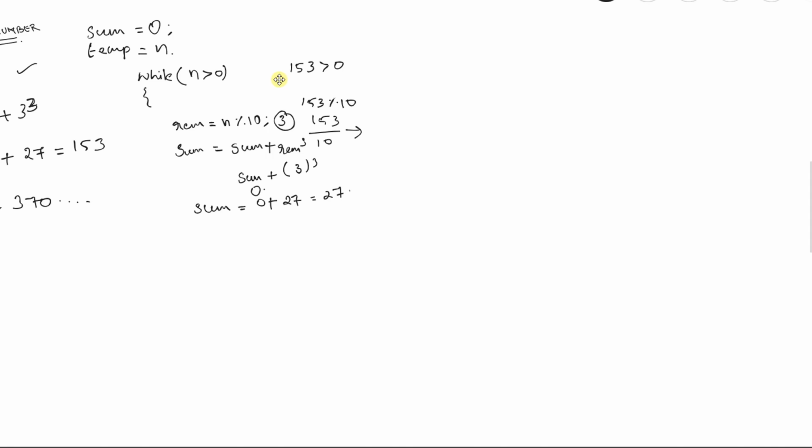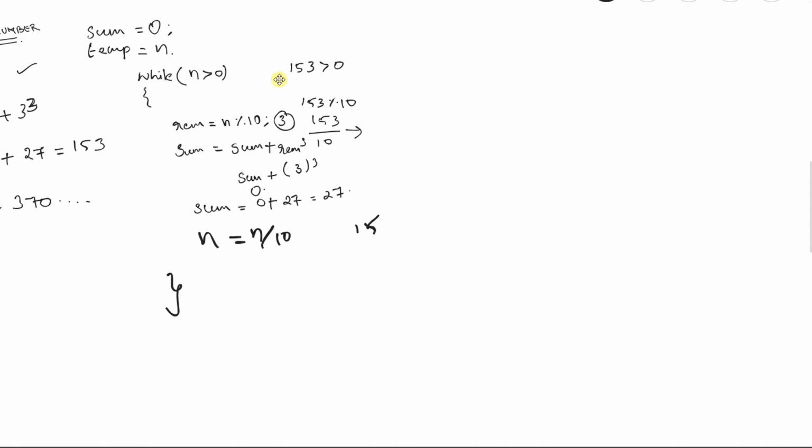Next time, when we want to take the second digit from the last, we want 5, but n mod 10 will again give 3. So we have to remove the last digit of this number. For that, we divide the number by 10: n will be equal to n by 10. We find the remainder, that is the last digit, add the cube of that digit to the sum, and then remove that digit. Then again we find the last digit. So now n will be equal to 15.